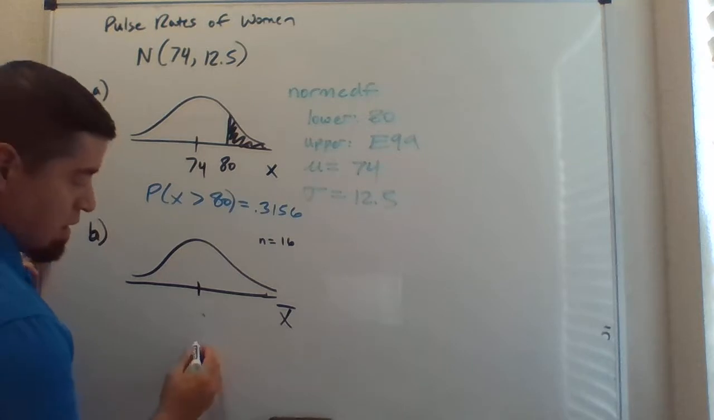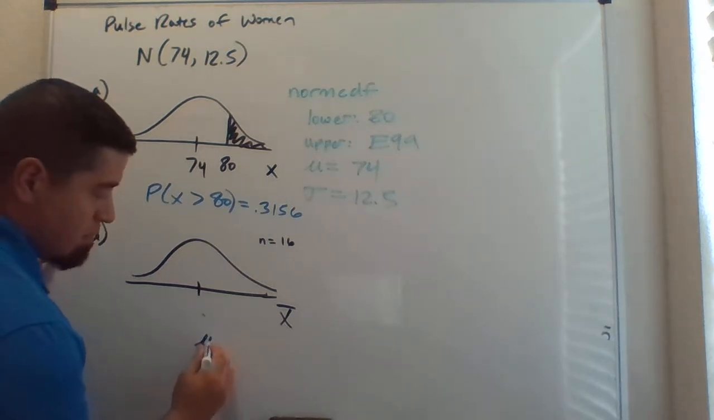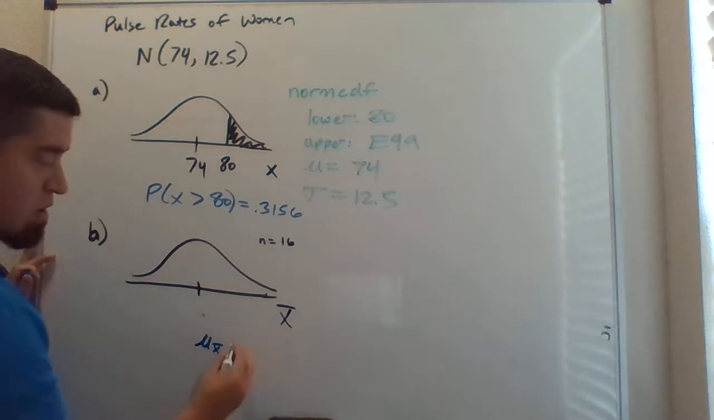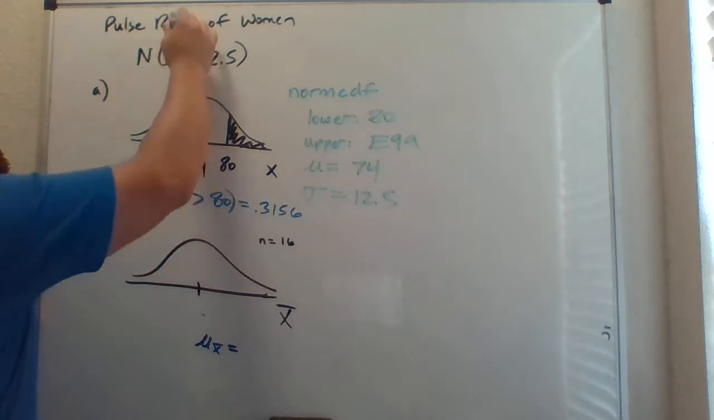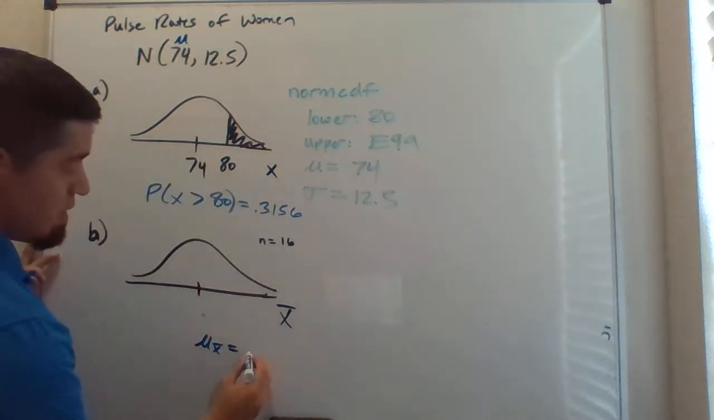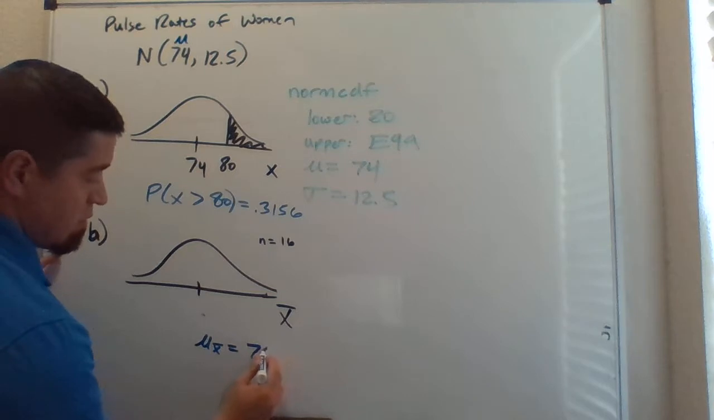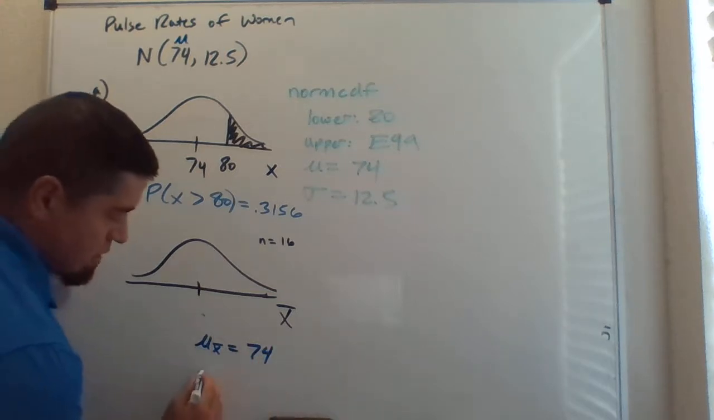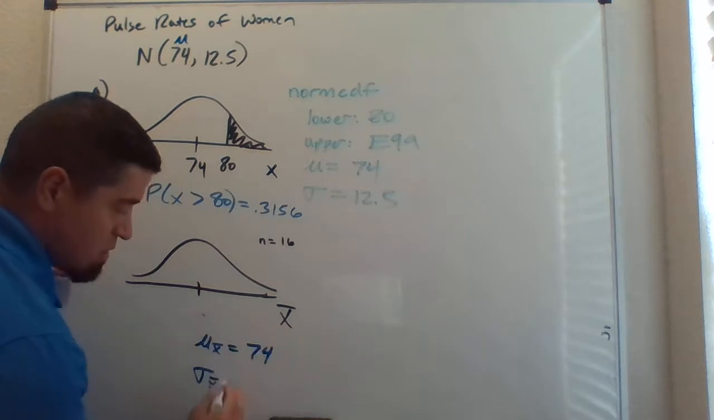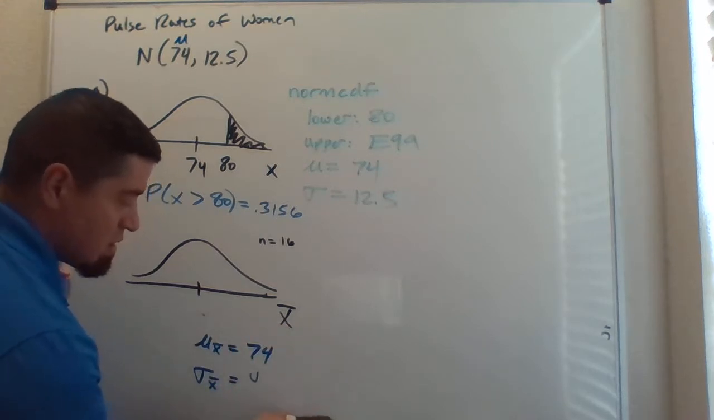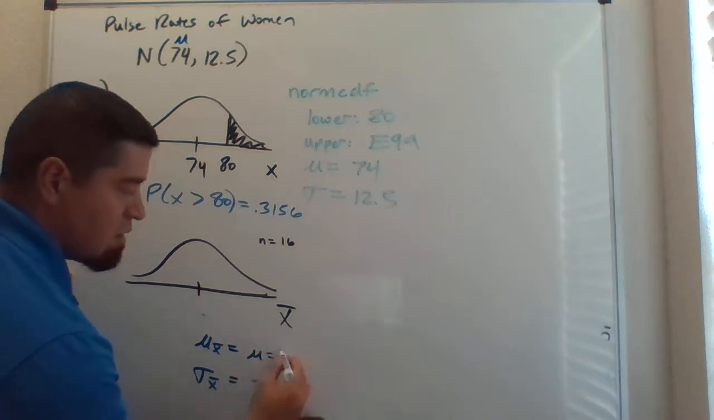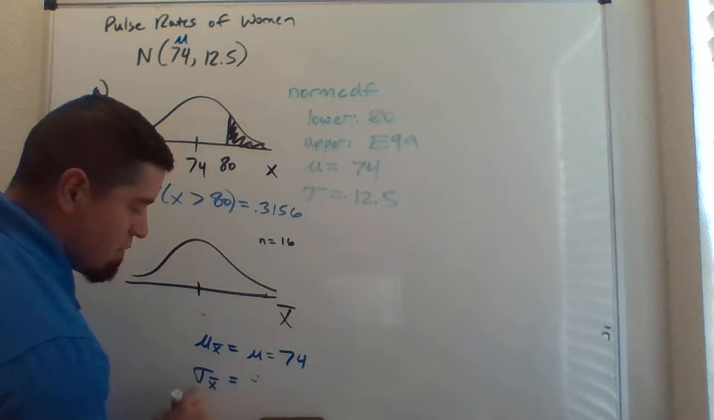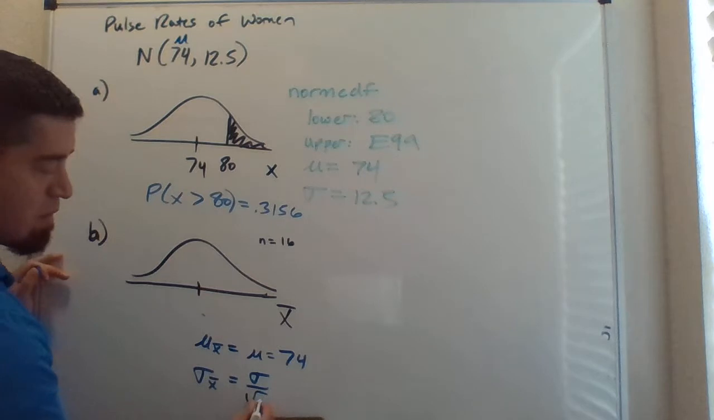So according to the central limit theorem, the mean of this distribution should be the same as the mean from the population. So then that mean would be 74. And also according to the central limit theorem, the standard deviation of the sampling distribution should be the original standard deviation. Here, let me use the formulas. The mean should equal the population mean, which is 74. And then the standard deviation of the sampling distribution will be the standard deviation of the original divided by the square root of n.